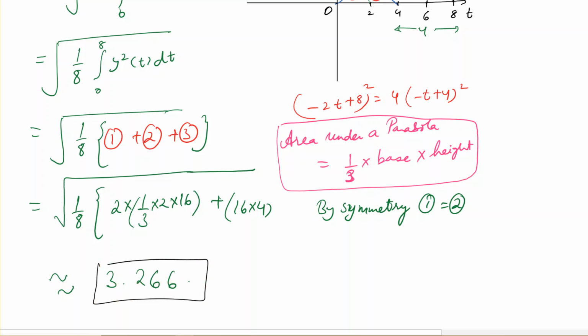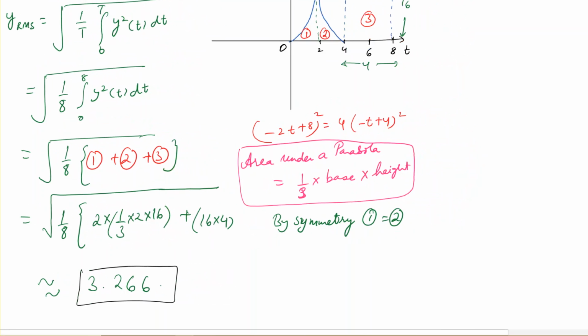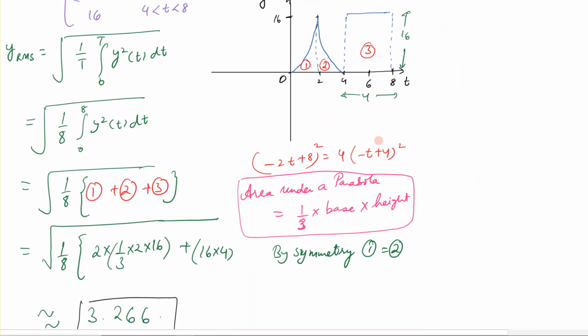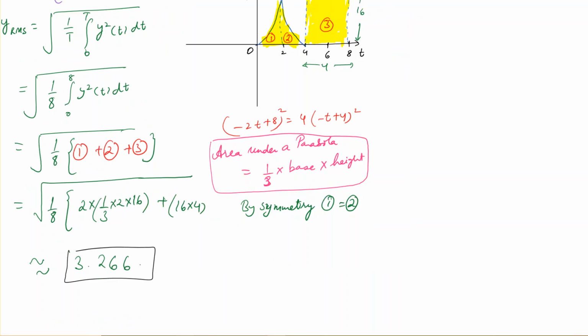So this is our geometric or simple method of how we find the RMS value of a function. But just keep in mind, if you cannot find the areas easily, you need to use the actual integral. You can just plug in the value of the function in the integral and solve for the integral. I hope that makes sense.